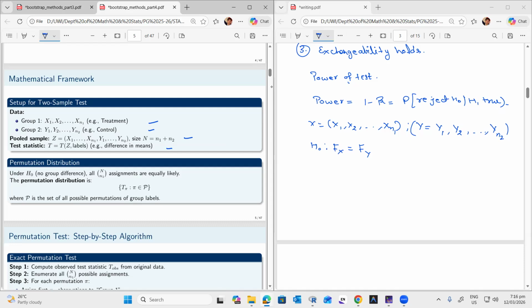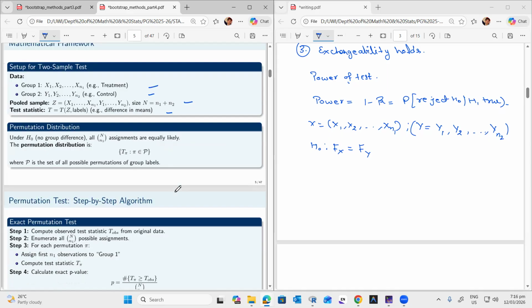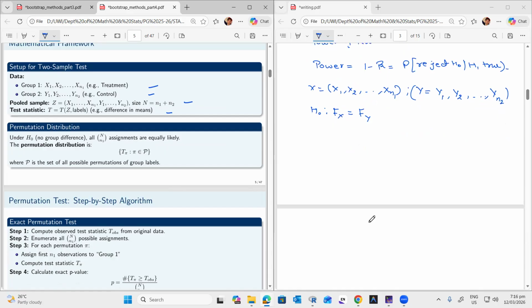So after that, we have the permutation distribution here. Under the H naught, no group differences, so all NC N1 assignments are equally likely. The permutation distribution is T pi such that pi belongs to the script P, where script P is the set of all possible permutations of the group labels.